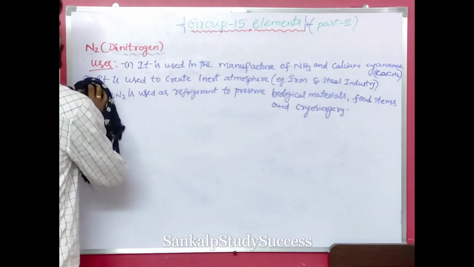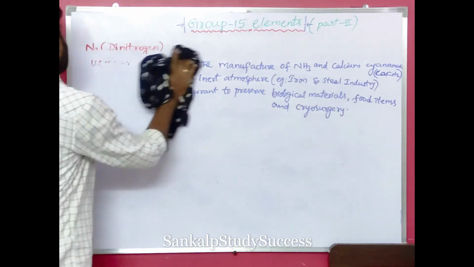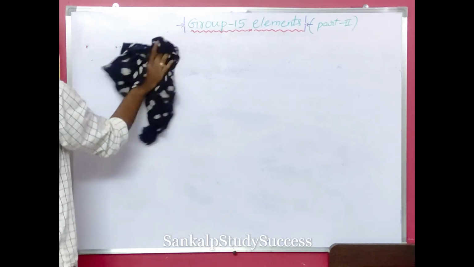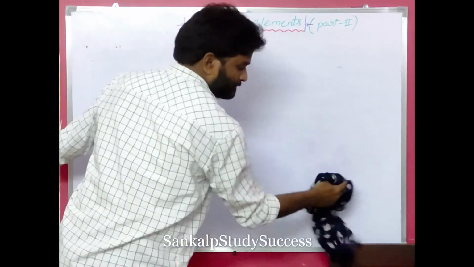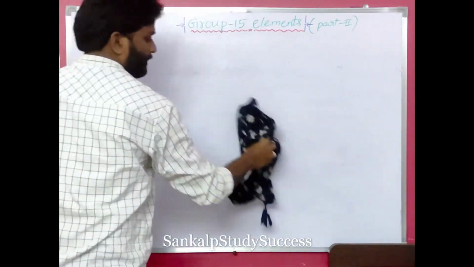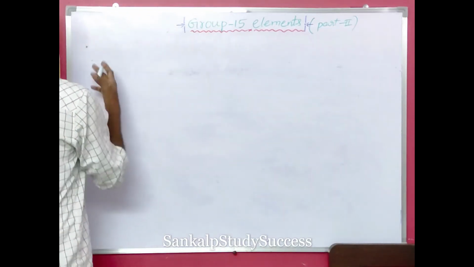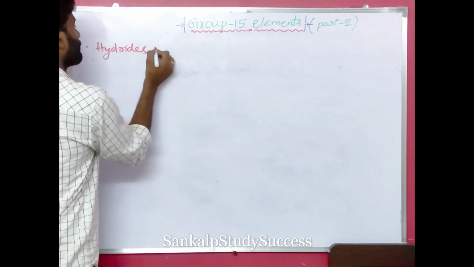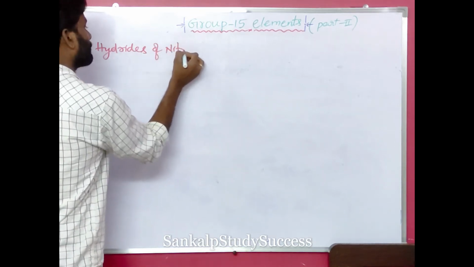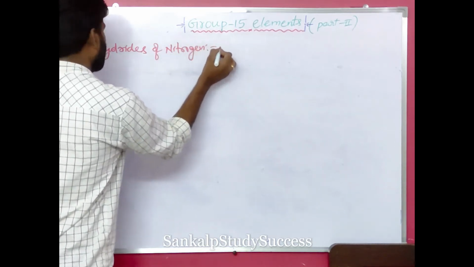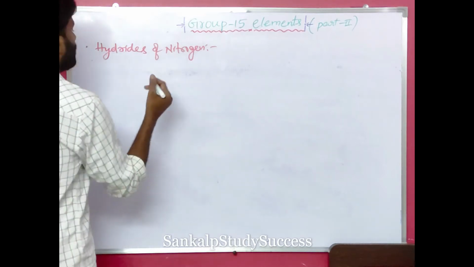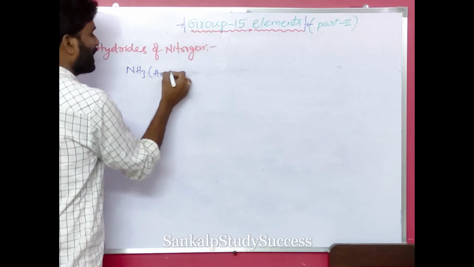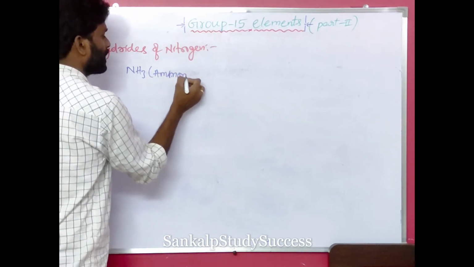Nitrogen compounds, mainly hydrides of nitrogen. What are those nitrogen hydrides? NH3, ammonia, is a hydride of nitrogen.